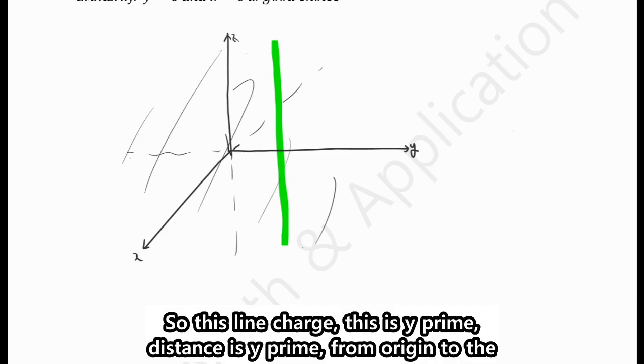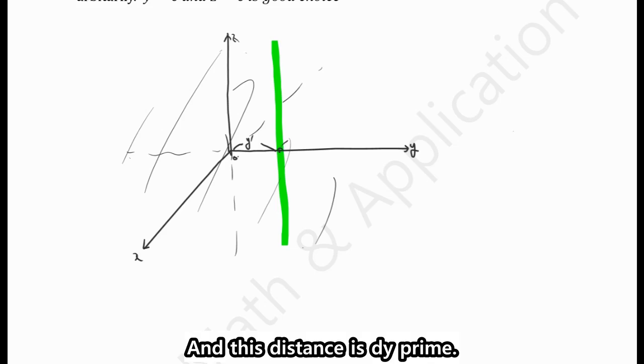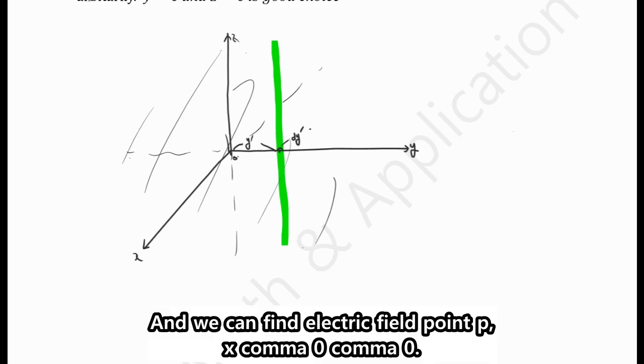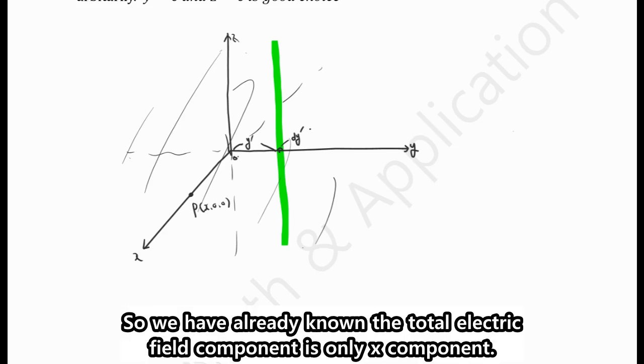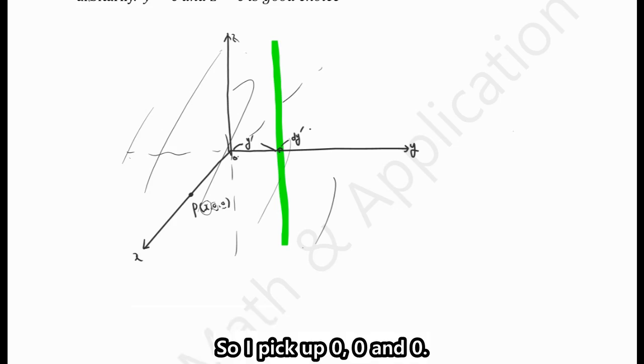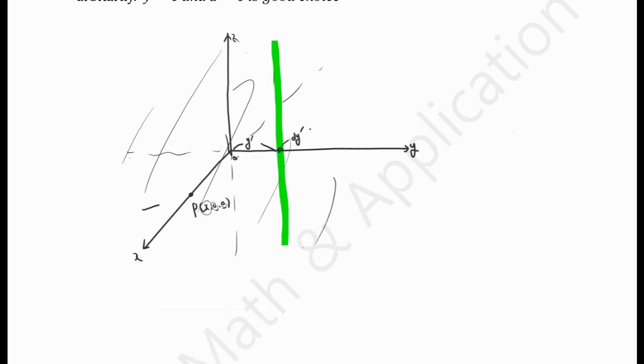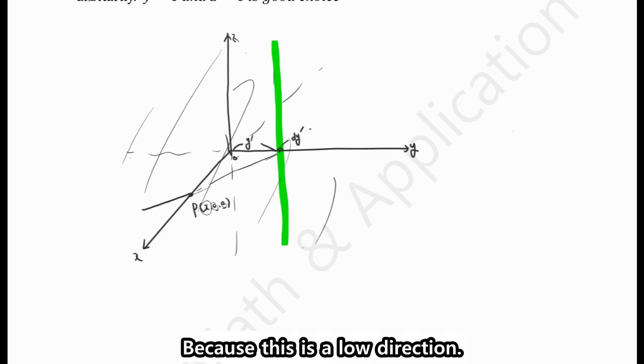For this line charge, y prime is the distance from the origin to the center of the line charge, and this distance is dy prime. We can find the electric field at point P, x, 0, 0. We already know the total electric field has only an x component. The y coordinate and z coordinate don't affect the electric field, so I pick 0, 0. The electric field direction from this line charge is this direction, because this is the direction of a line charge field.